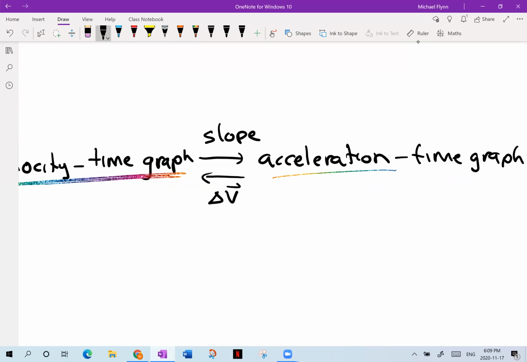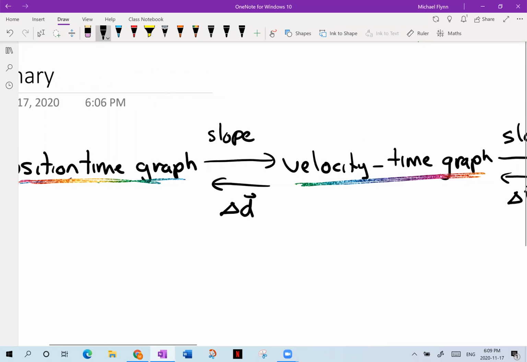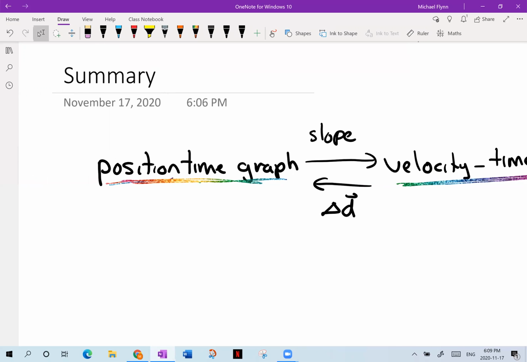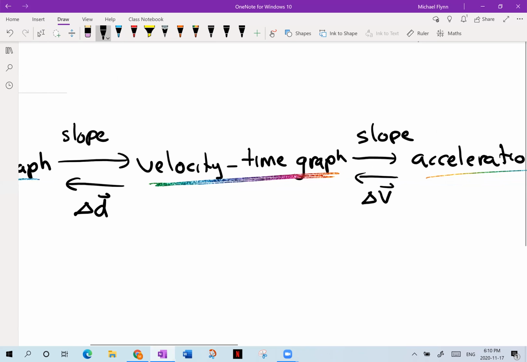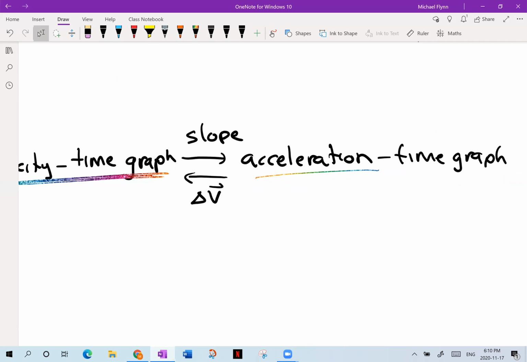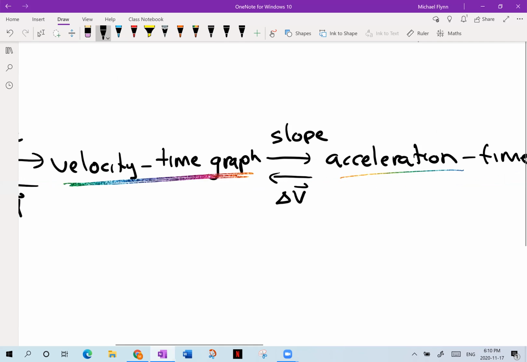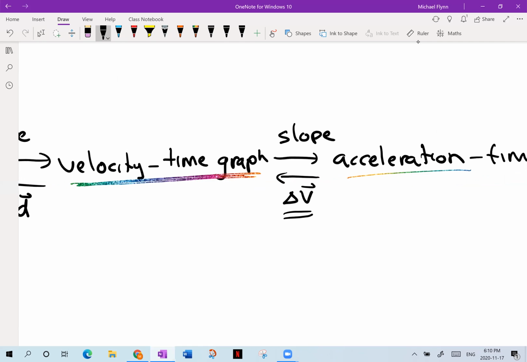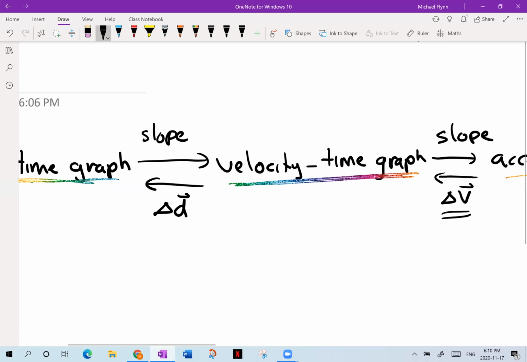I just want you to see if you can see this pattern here. We start with a position time graph. If you were to measure the slopes all over that graph, you would generate a velocity time graph. If you were to take the slopes on the velocity time graph, you would generate an acceleration time graph. Now, going backwards, if you take the area underneath the acceleration time graph, that gives you the change in velocity.